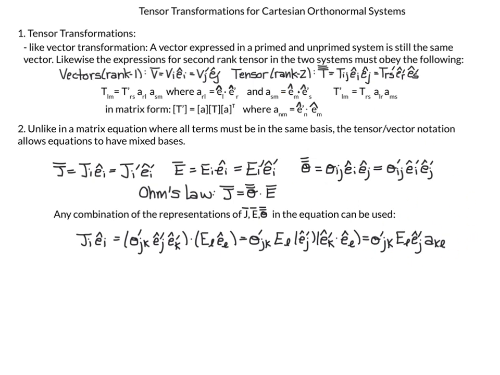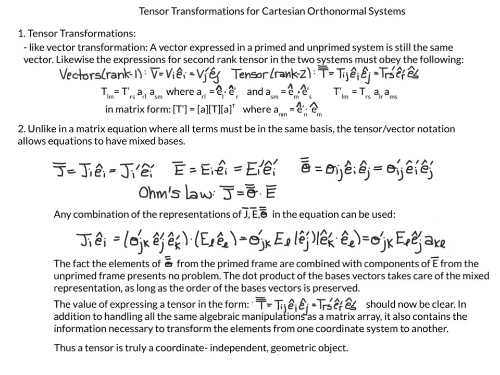And so basically, because you're carrying around your bases with you, when you write this all out in terms of your basis vectors and your tensors, the transformation matrix will kind of just appear for you. So again, in this example, the fact that our conductivity tensor from the primed frame is combined with components of E from the unprimed frame represents no problem.